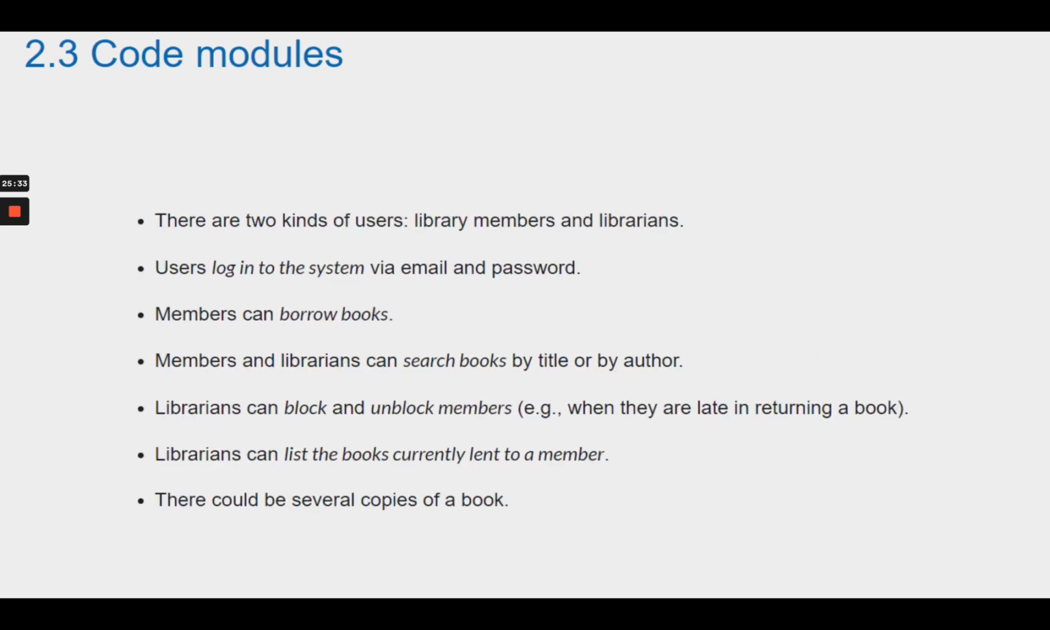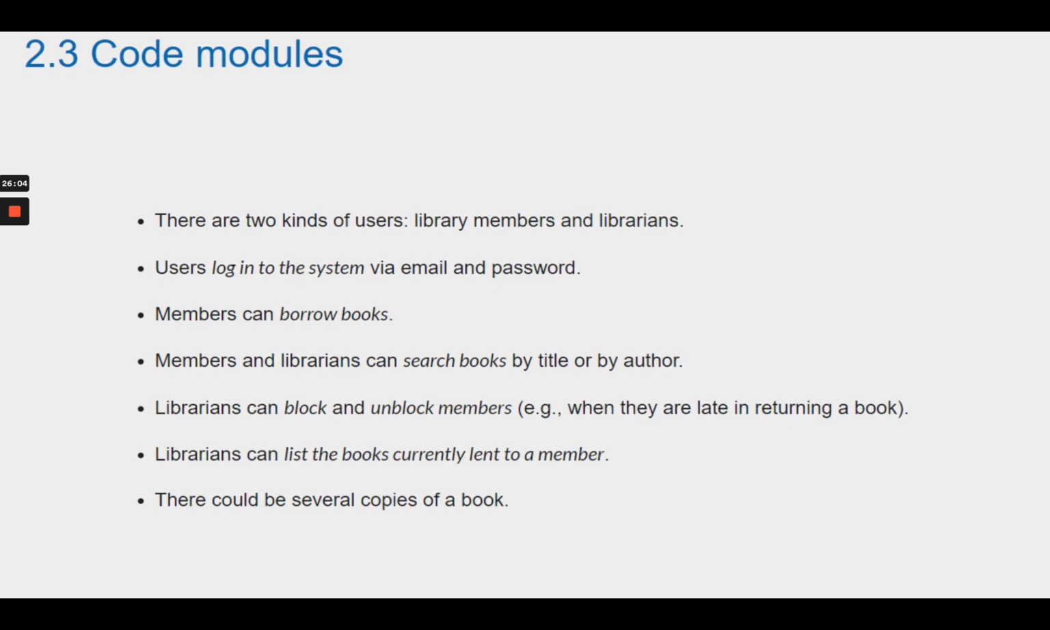There are two kinds of users, library members and librarians. Users log in to the system via email and password. Members can borrow books. Members and librarians can search books by title or by author. Librarians can block and unblock members, for example, when they are late in returning a book. Librarians can list the books currently lent to a member.